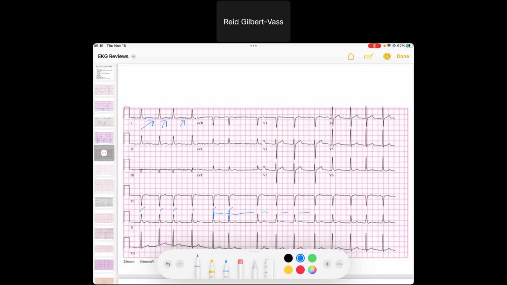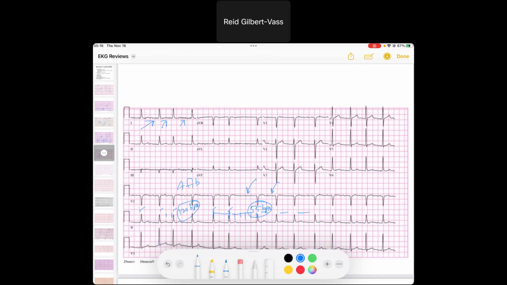I don't see a pattern to it. I don't see any good P waves before QRSs, and so I'm pretty confident that this is AFib. And the rate ranges anywhere from 300, 150, 100, 75, maybe 55 beats per minute to 300, 150, maybe 120 beats per minute, anywhere from 55 to 120.